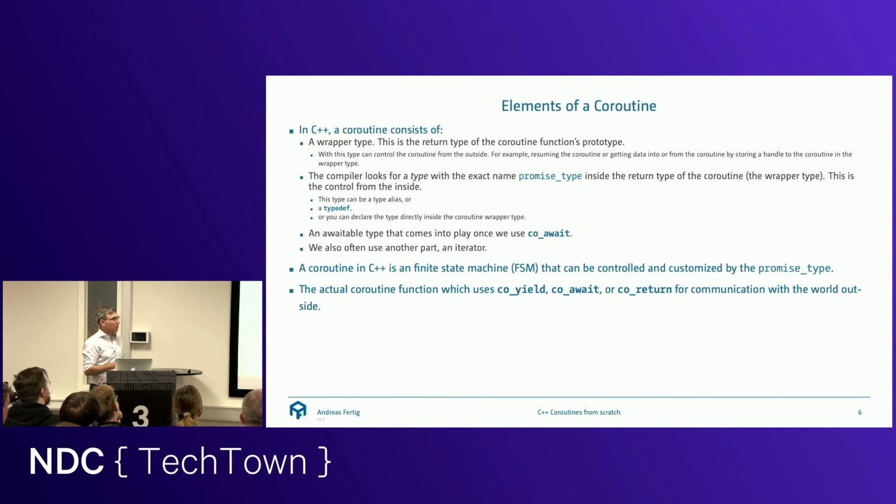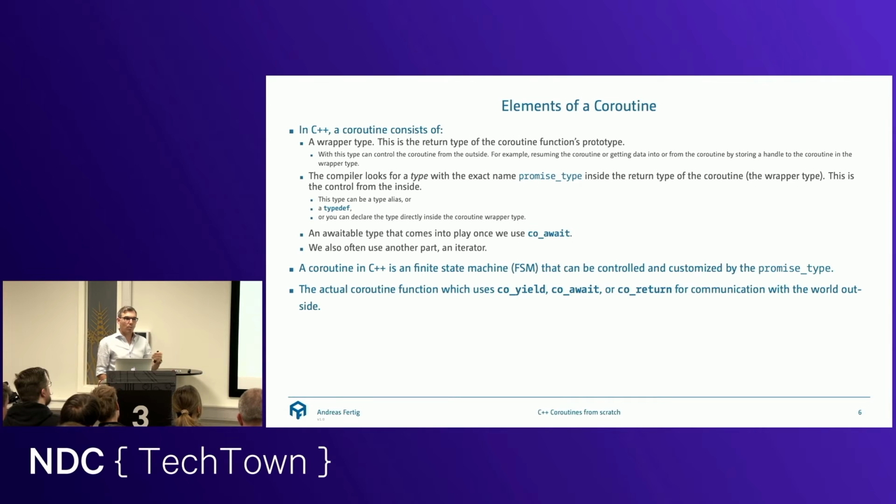And this promise type is a bunch of customization points where you can control your coroutine. This is what makes coroutines in C++, I would say, at least difficult for beginners, because you have the full flexibility, and the full flexibility means you have to configure it in some way, and that means you have to know a lot. This promise type inside my wrapper type can either be a type alias, a typedef, or you place the type in form of a struct or class directly in the wrapper type. We will see examples of that later. So these are the 2 basic things we always need.